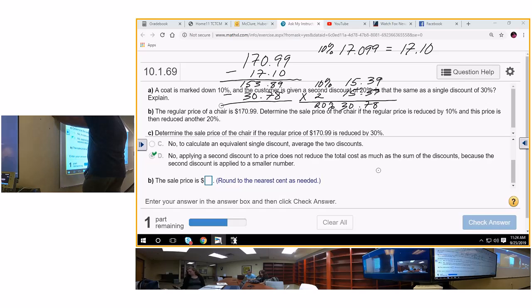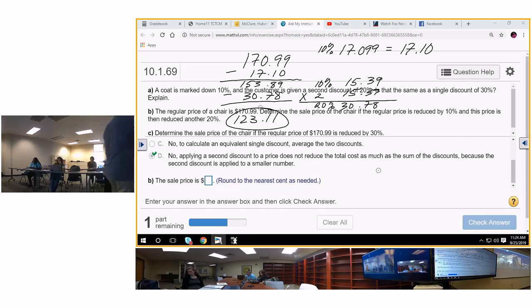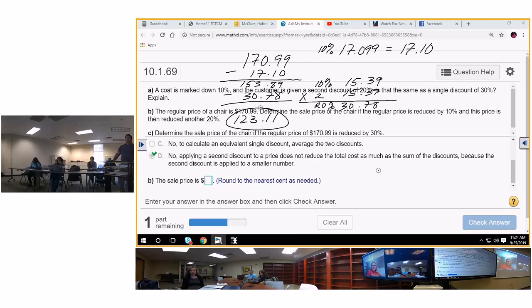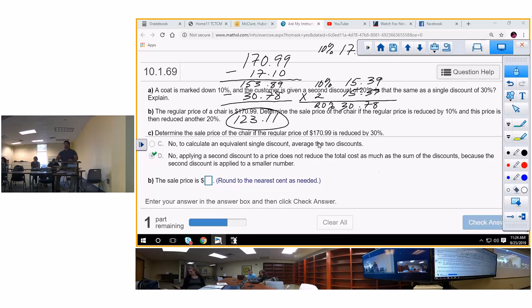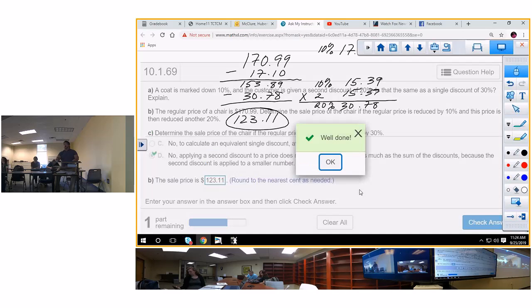So what's 89 minus 78? 11 cents. And what's 153 minus 30? 123. Now y'all check my math, please, on the calculator and tell me if I got it. So it should be 123.11 unless y'all can find an error. So that'd be 123.11. I got it right.